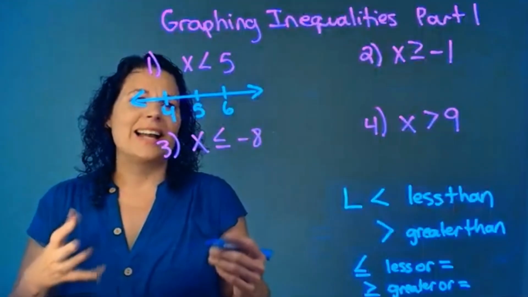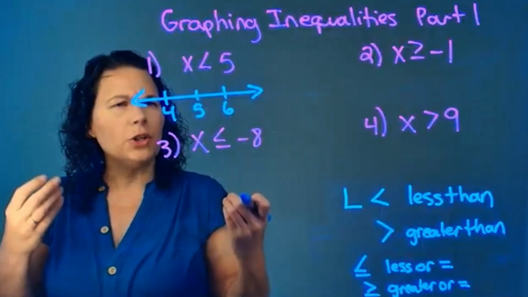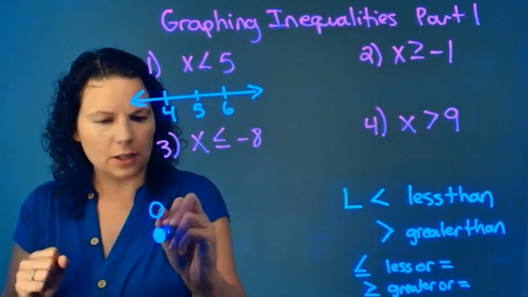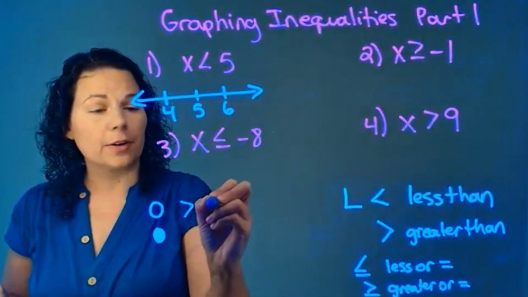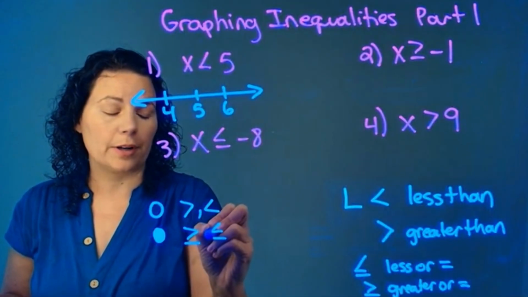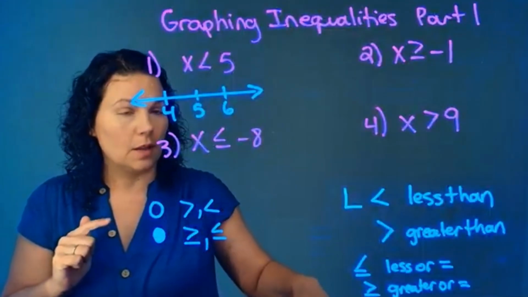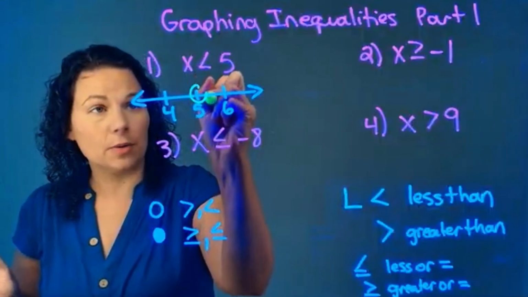So now we've got to decide, how are we going to show this? You can do an open circle or a closed circle depending on what my symbol is. The open circle is for greater than or less than, and then the closed one is for less than or equal to or greater than or equal to. So if there's an equal to, you've got to fill the circle in. And let's talk about why. This one gets an open circle. There is no equal to.